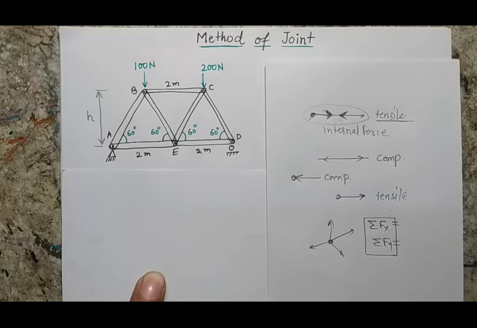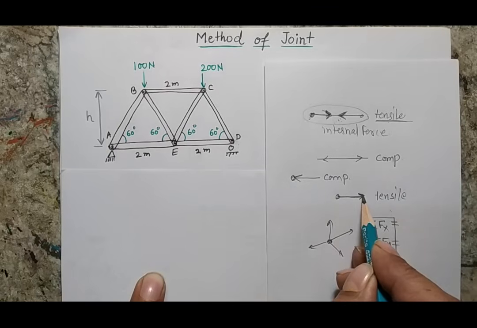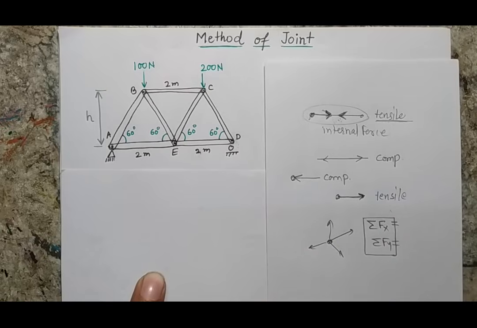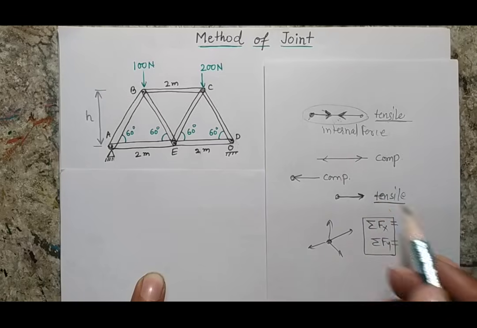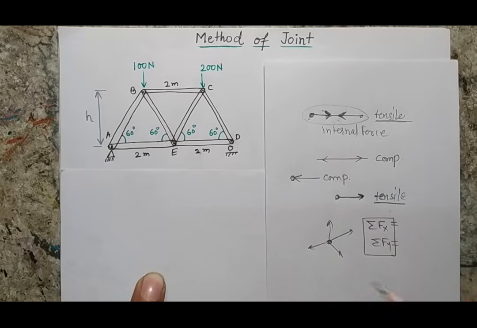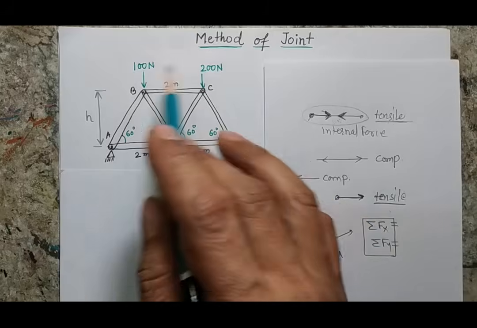So now there are two rules. One, we start from a point with a maximum of two unknowns. Second, in my solution I am going to consider all the unknown forces as tensile forces, and then when I solve the problem, if my answer is negative, that means the force direction is opposite. Otherwise, if my answer is positive, the force will be considered tensile. So this is the truss of our problem.